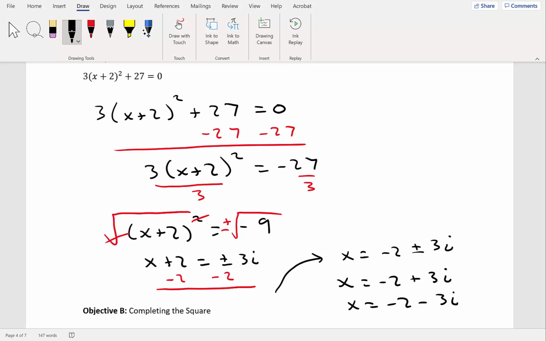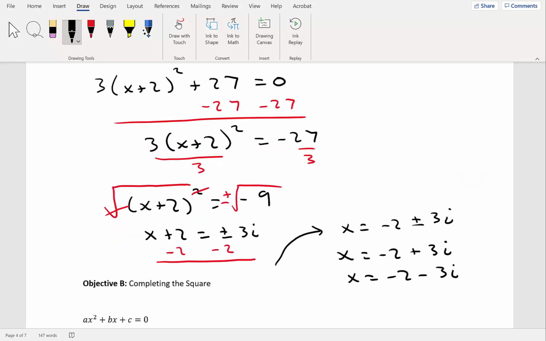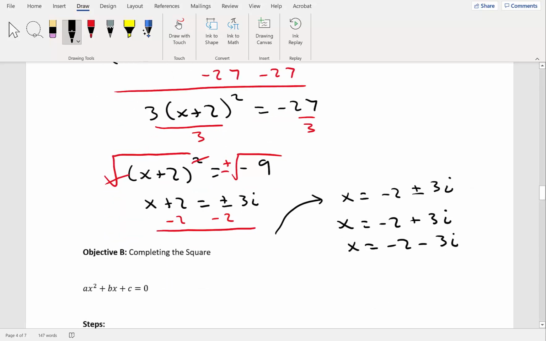So we were solving these equations using the square root principle. Now this leads us to our next objective, which is completing the square. Completing the square allows us to rewrite our equation into that form where we have an expression squared equal to some number, and then we could use the square root principle.